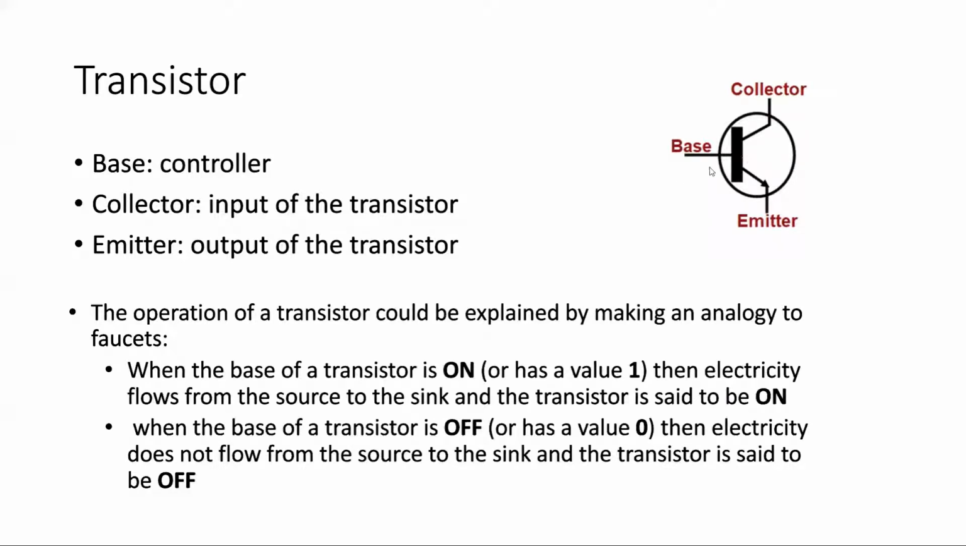You can think of transistors as faucets or water taps. When the base is turned on, it's like opening the water tap. So it lets the electricity flow through the transistor from the collector to the emitter. But when the base is set to off, or is 0, then no electricity will flow through the transistor.